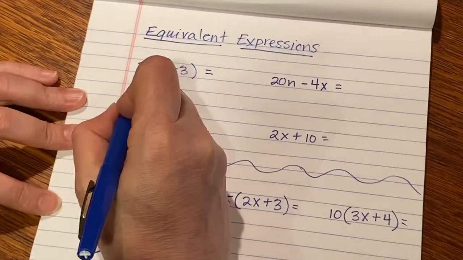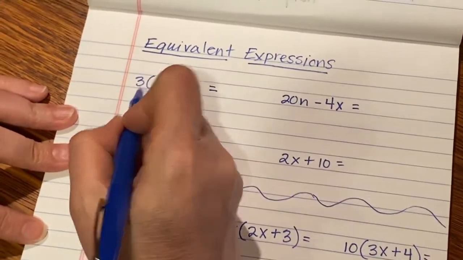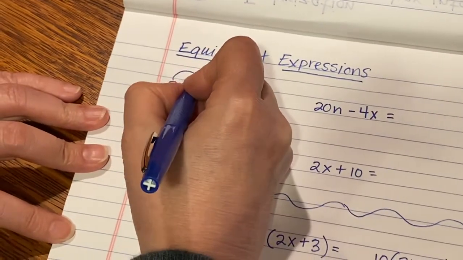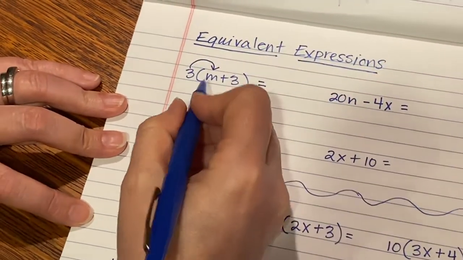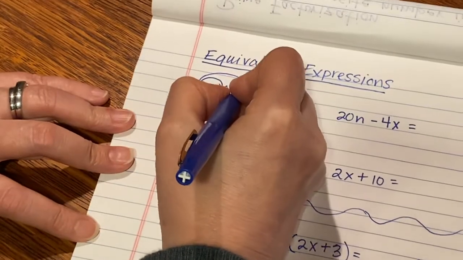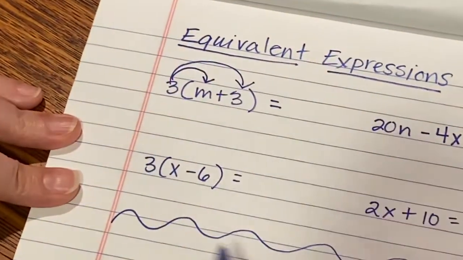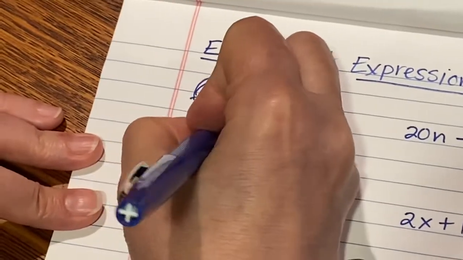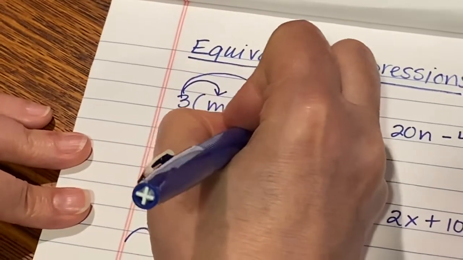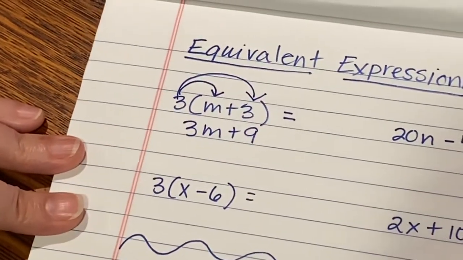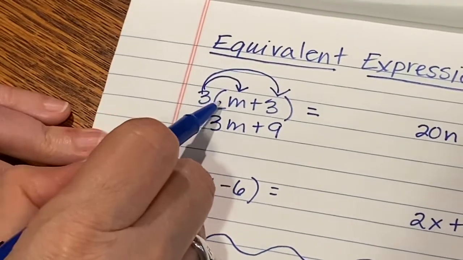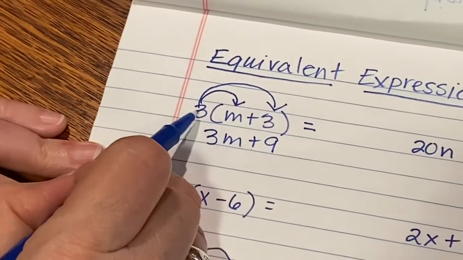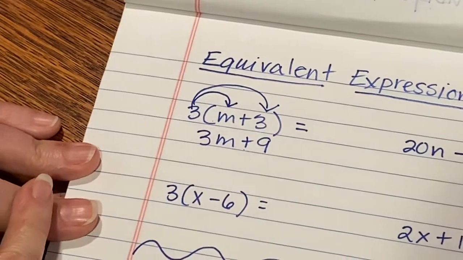Okay, so for this one, I'm going to use the distributive property, and I'm going to multiply that 3 by the m, and then multiply that 3 by the 3. And an equivalent expression for this is 3m plus 9. Do you see that? 3 times the m plus 3 times the 3.